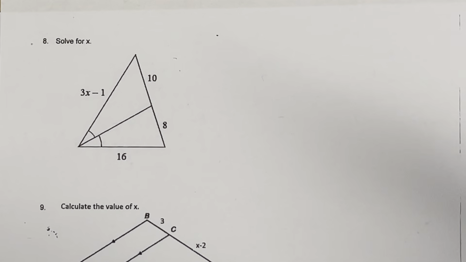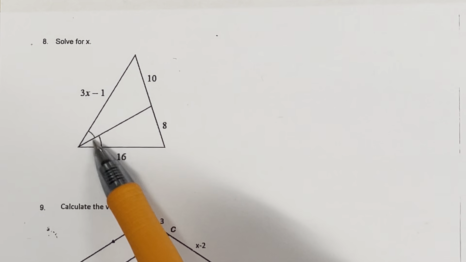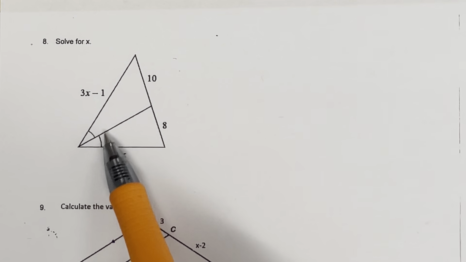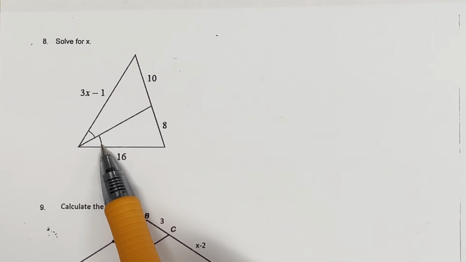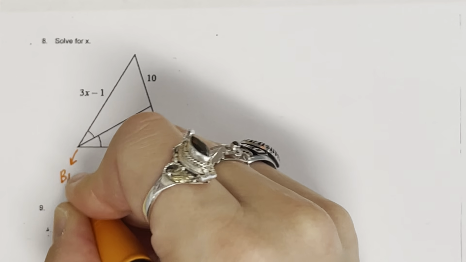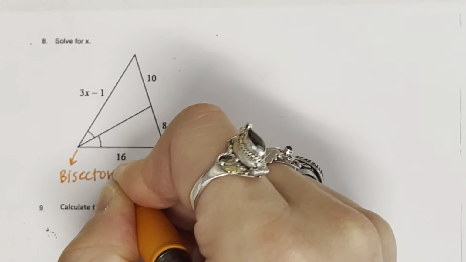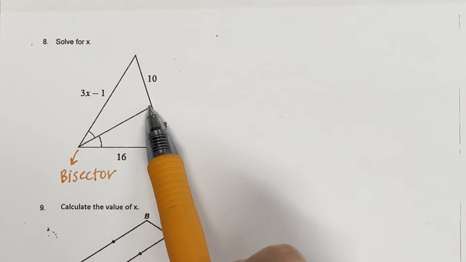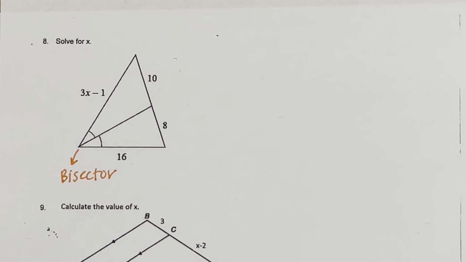So in number 8, we see that there are these two angles here that are marked as congruent, and I know they're congruent because they both have this arc mark on them. So because of that, I know that this angle is being bisected, right? Cut in half. So because it's being cut in half, this line right here is my bisector. So I'm cutting this triangle into two proportional pieces. So because of that, I can write a proportion based on the side lengths.